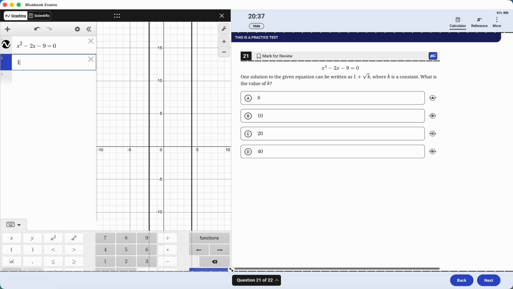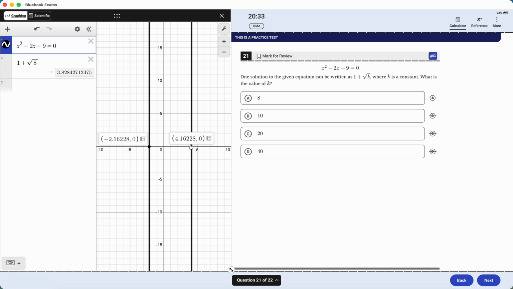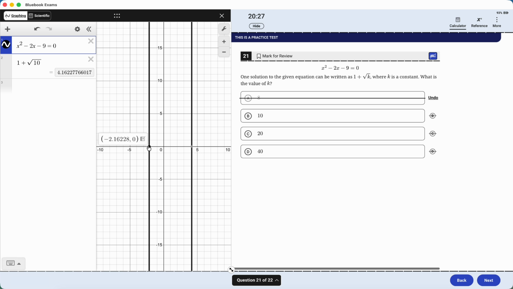So you literally just type this into Desmos, 1 plus square root 8. We can see that one first. Is that one of the solutions? No. So it's not 8, right? Then I change it to simply 10. Is that one of our solutions? I believe it was.